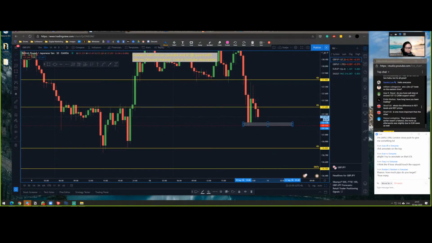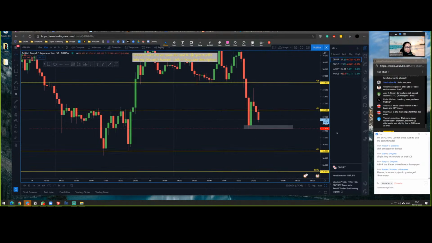Sharif, what's the difference between key level and key prices? Same thing. It's just different terms used for the same thing. You just need to remember that support and resistance are always zones. Even though I draw them as lines, they are always zones.